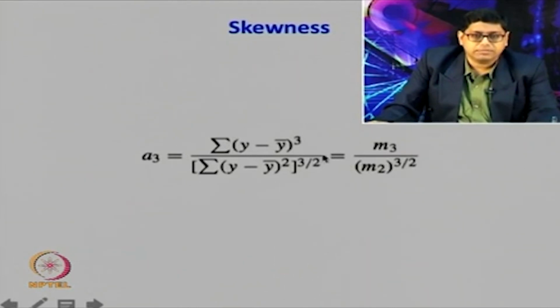It is defined as summation of y minus y bar whole cubed by summation of y minus y bar whole square, whole to the power 3 by 2. This is nothing but m3 by m2 whole to the power 3 by 2. This is of course unitless, as you can see from the definition.